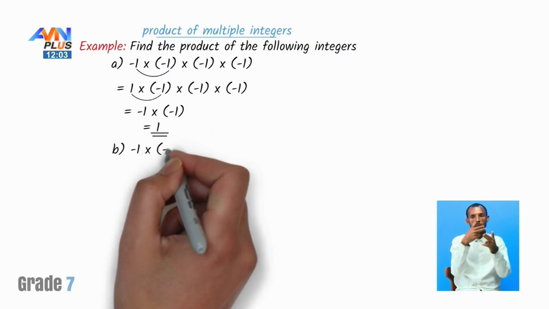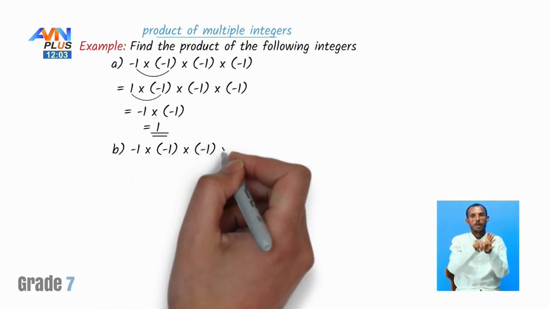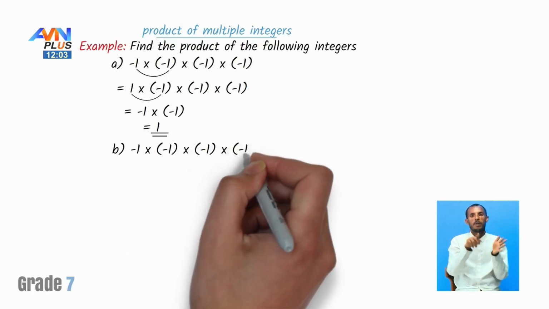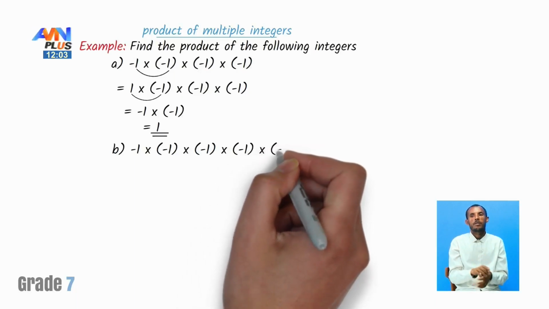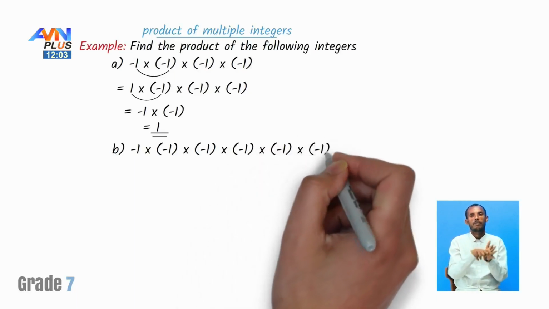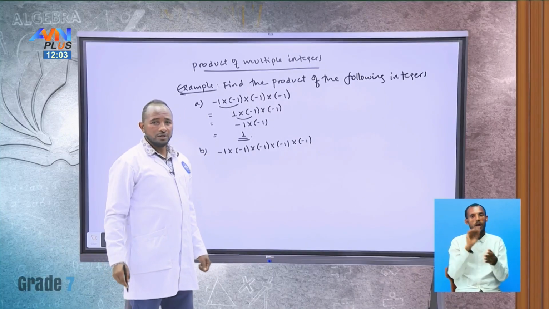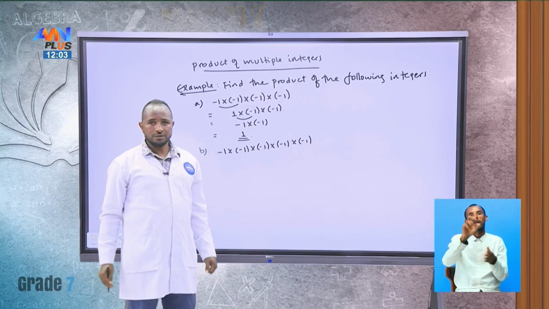Multiply this. Minus 1 times minus 1 times minus 1 times minus 1 times minus 1. 1, 2, 3, 4, 5 minus 1s. Please, students, try this question. I'll give you 20 seconds for this.